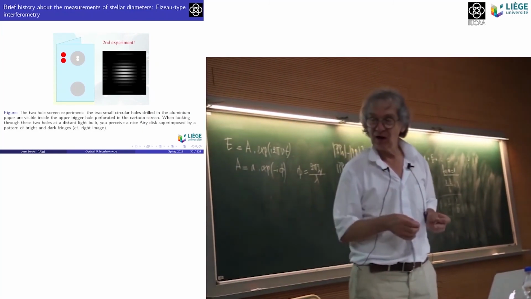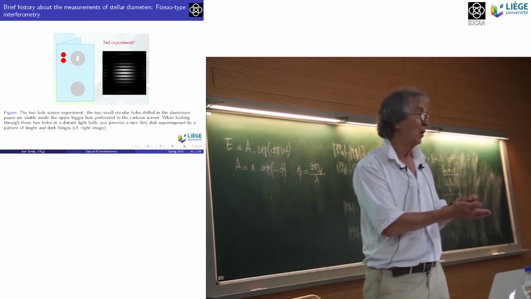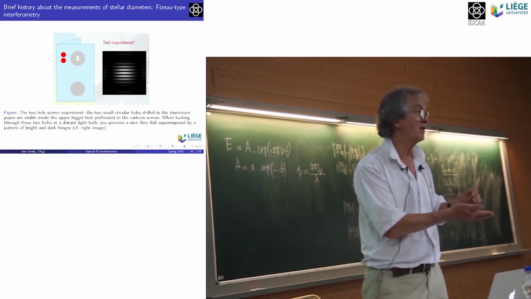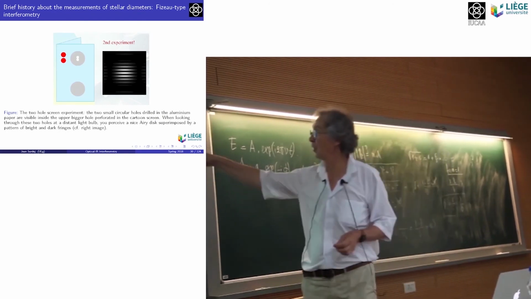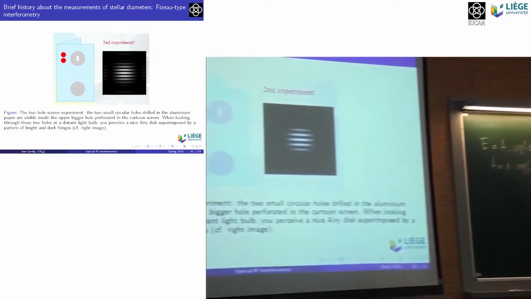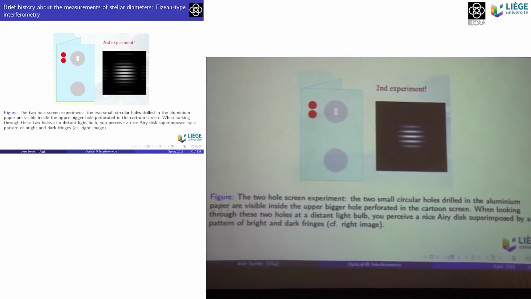So, as I say, probably the first pair of holes you make won't be good, but then you can make other ones. We have plenty of aluminum paper. And then, what you should see while looking at a distant source of light is the Airy disk, but crossed by the interference fringes.